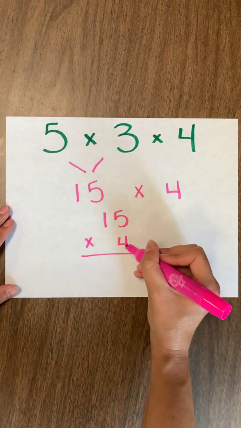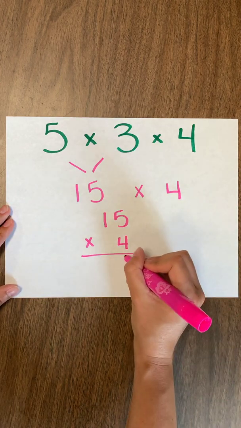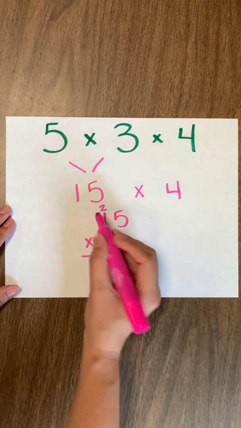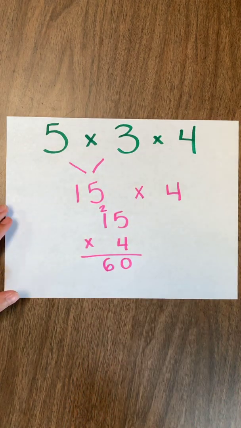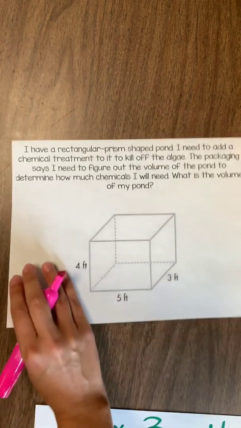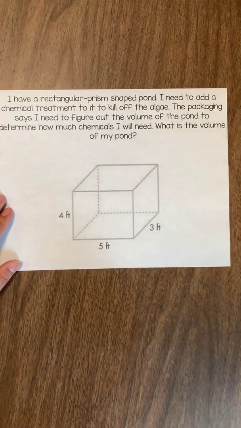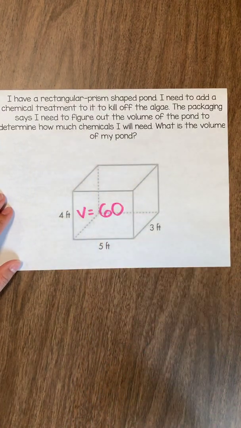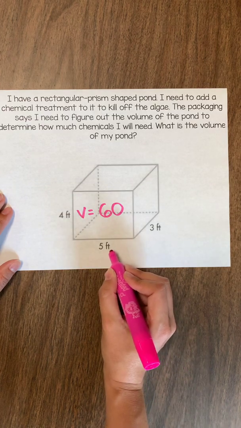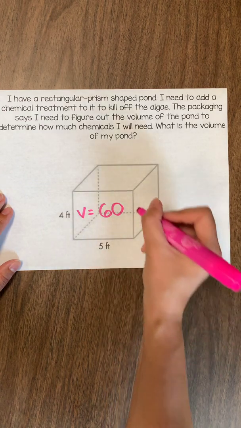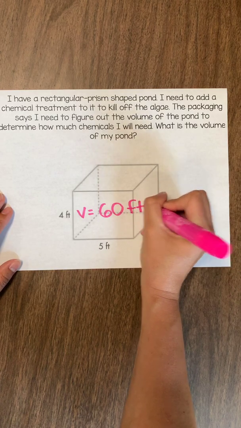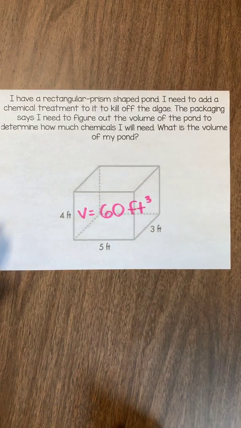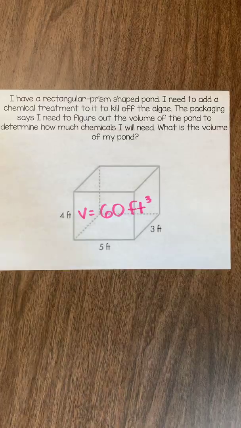Here we go. 4 times 5 is 20, so you write the 0, regroup the 2. 4 times 1 is 4, plus 2 more is 6. So we end up with 60. If I go back to my pond here, I now know the volume is 60, so I can write V for volume. And it was 60, but I want to give it the correct units. This one was in feet, and remember, volume is measured in cubic feet. I'm going to abbreviate feet, add my little 3 up there to show that it is cubic feet. So the final answer is that the volume of this pond is 60 cubic feet.